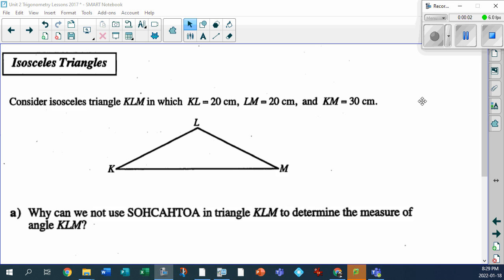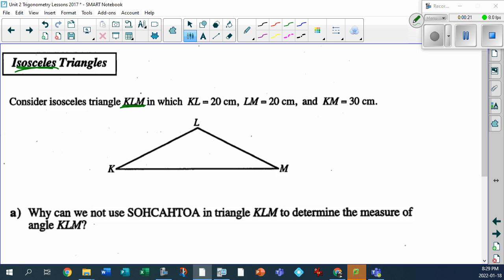Do you remember what isosceles means? Gee, I wonder. Let's see if we can figure out what isosceles means. Some of you out there might know what isosceles is, but you know what? I want to take this one step further. Check this out. Consider the isosceles triangle KLM.